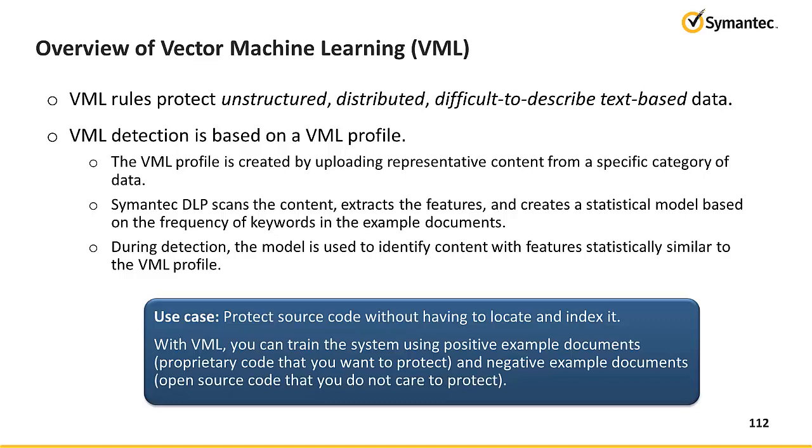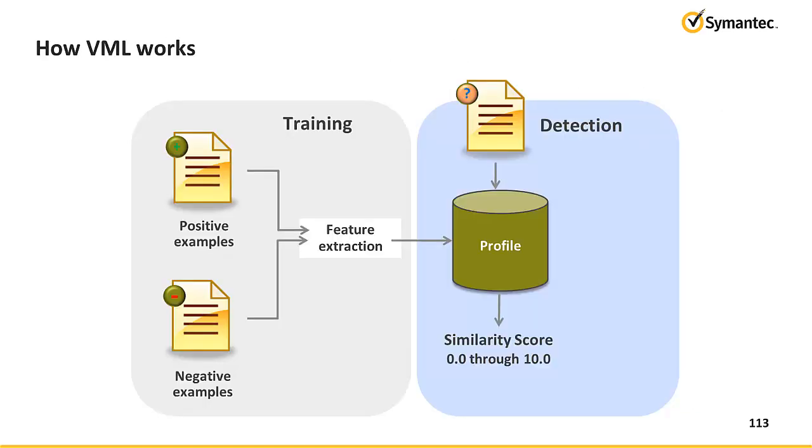The key to implementing VML is the example content you train the system against. You must be careful to select documents that are representative of the type of content you want to protect, and you must select good examples of content you want to ignore that are nevertheless related to the content you want to protect. There are two parts to VML technology: training and detection.